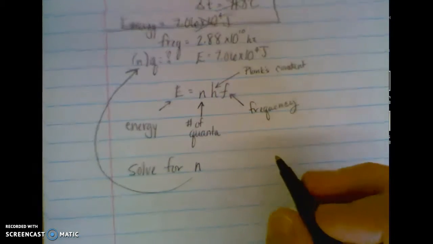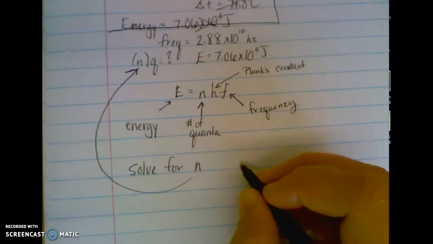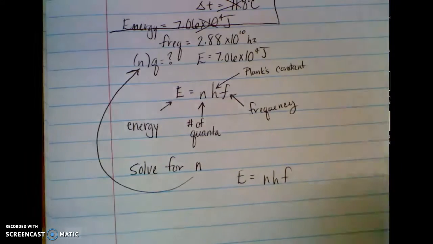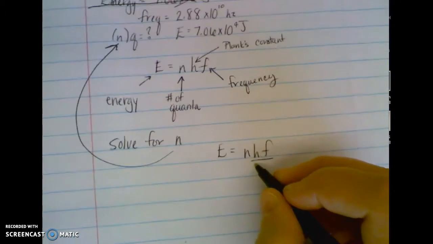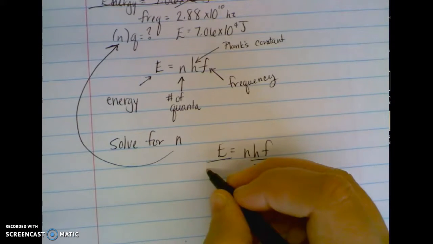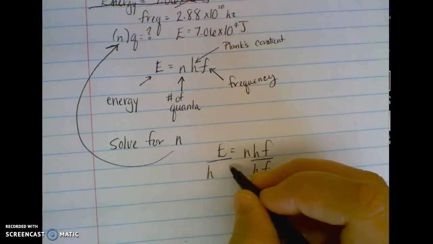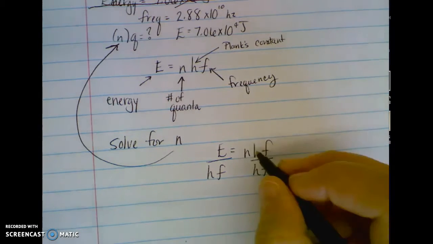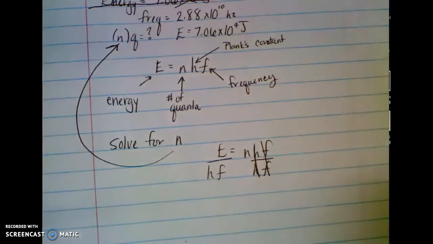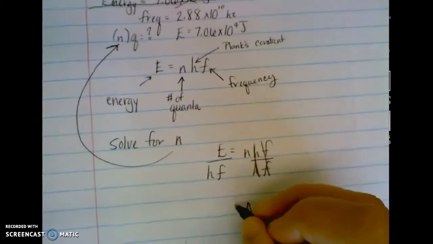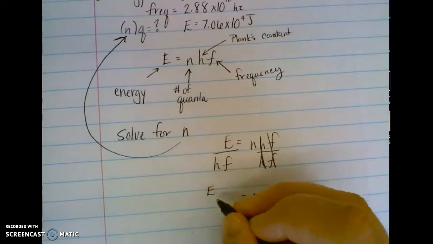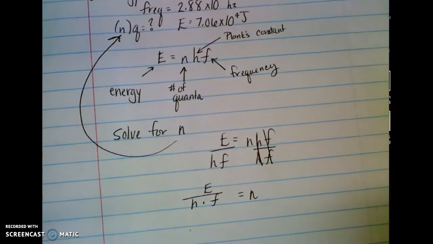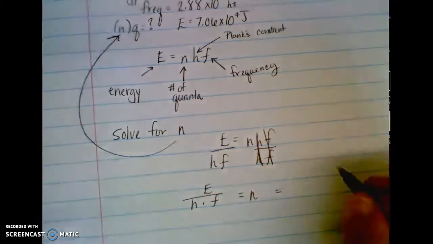From this equation, if you look at the equation above, we have E equals NHF. So to solve for N, I'm going to divide both sides by H times F. And I can cross off those two on that side. So now my N is by itself. It equals E over H times F. And then I can plug my numbers in.